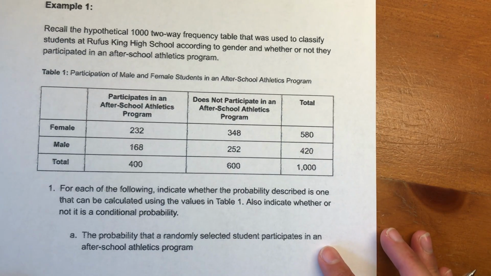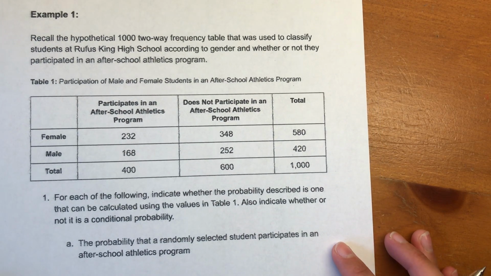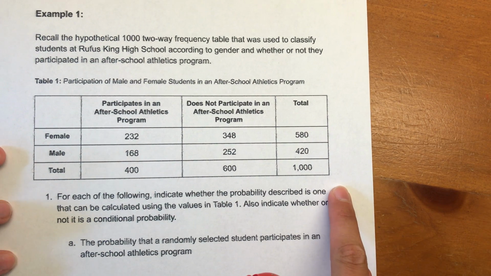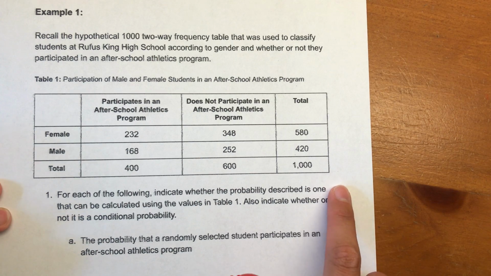Okay, so let's get into the first example. Recall the hypothetical 1000 two-way frequency table that we used in classwork 19 to classify students at Rufus King High School according to gender and whether or not they participated in an after-school athletics program. So we filled this table out ourselves in the last lesson. Again, make sure you did 19 before doing 20. And now we're going to look at how this relates to independence.